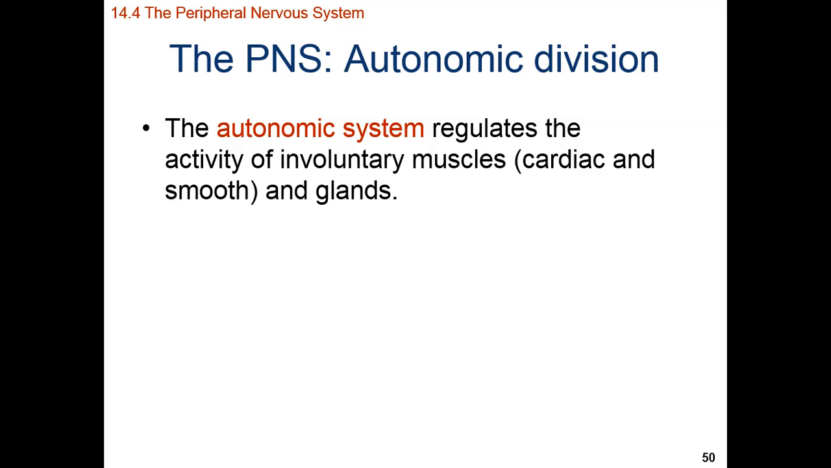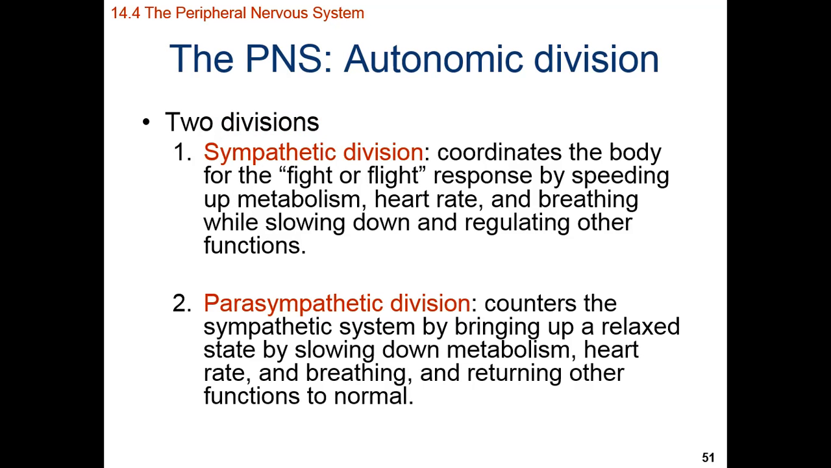Within the autonomic division of the peripheral nervous system, we're going to have involuntary muscles and glands be regulated. So we'll have smooth muscles and cardiac muscles being regulated. The two main divisions of the autonomic nervous system are the sympathetic and parasympathetic divisions. Our sympathetic division helps us to handle high stress situations or the fight or flight responses. So it'll speed up our metabolism, speed up our heart rate, raise blood pressure, increase cardiac output, make our breathing speed up, and slow down digestive functions.